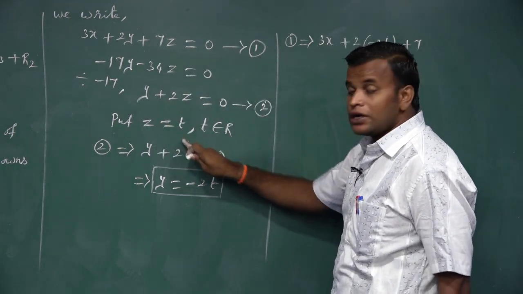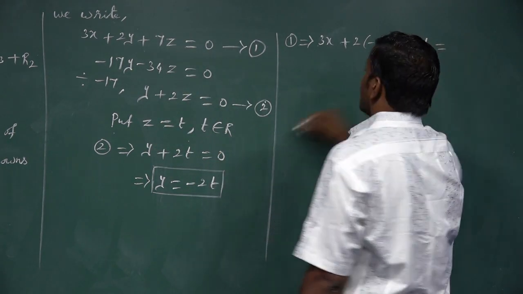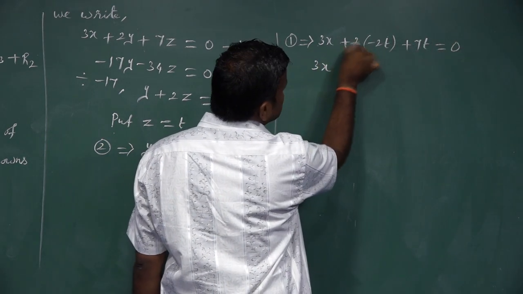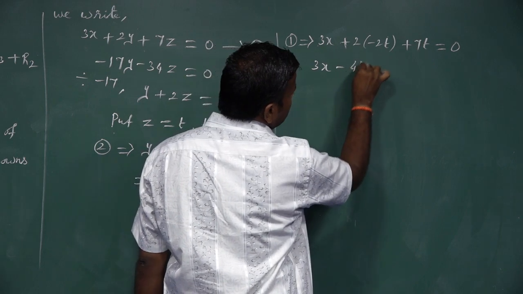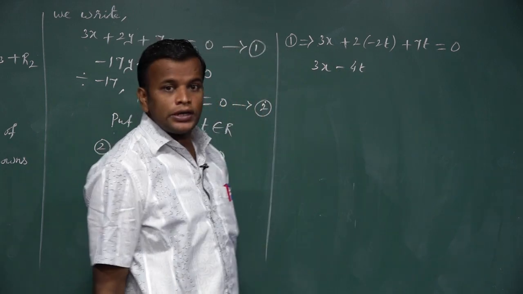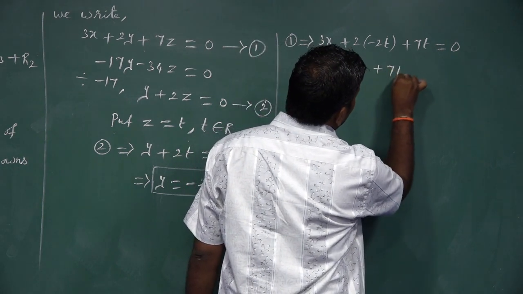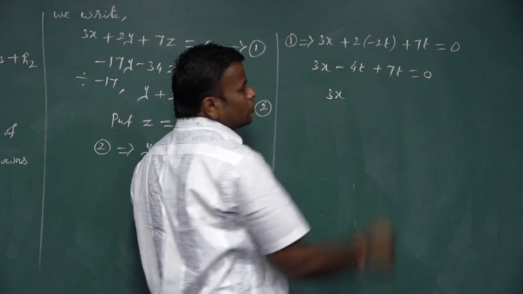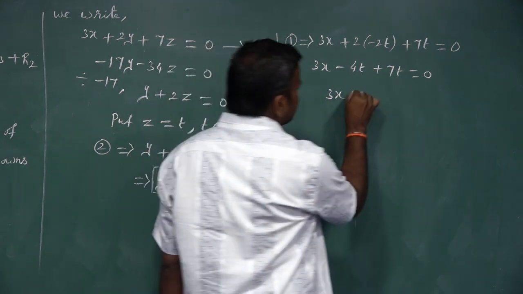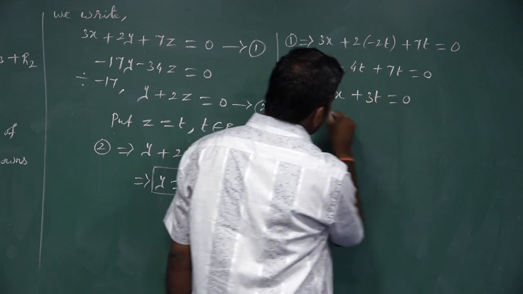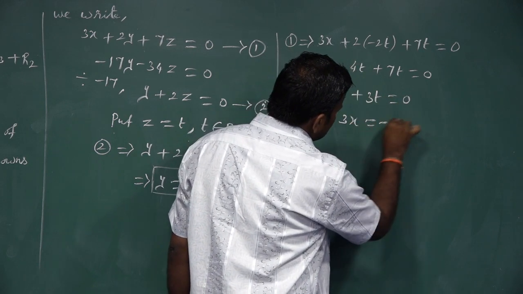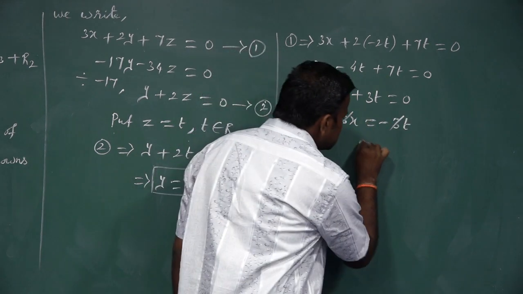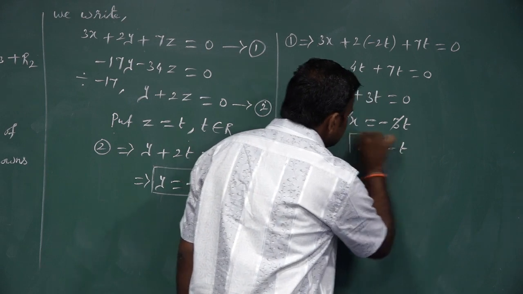The value of z will be taken as t. So 3x plus minus 2 times 4... so 3x minus 4t plus 7t is equal to 0. 3x minus 4t plus 7t is plus 3t. So 3x is equal to minus 3t. By cancelling this 3, the value of x is minus t.